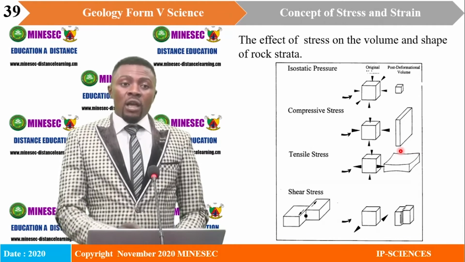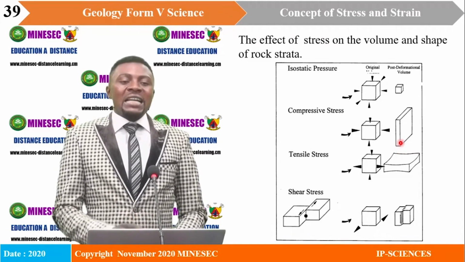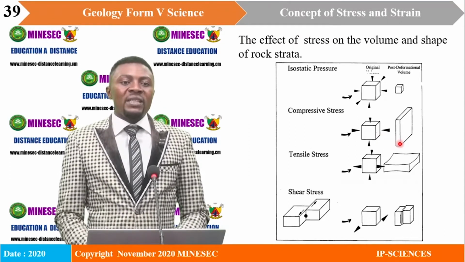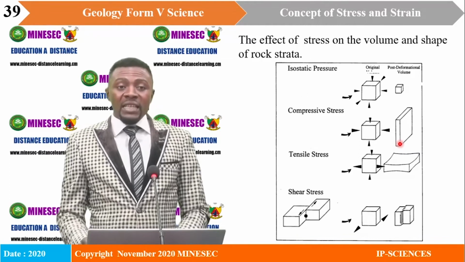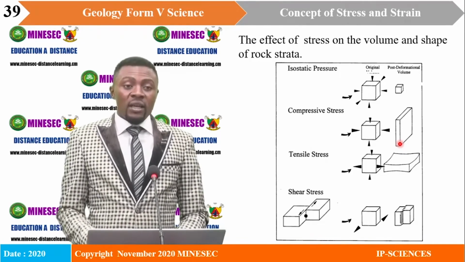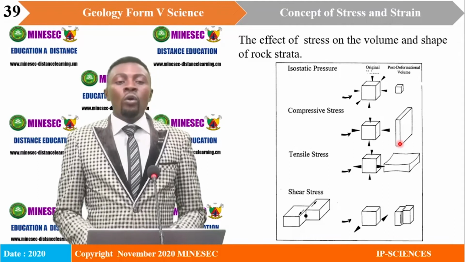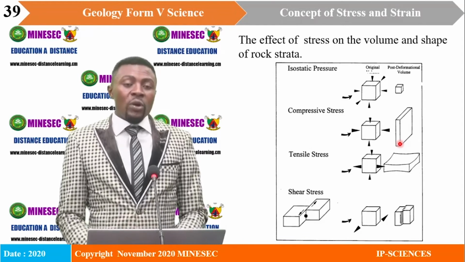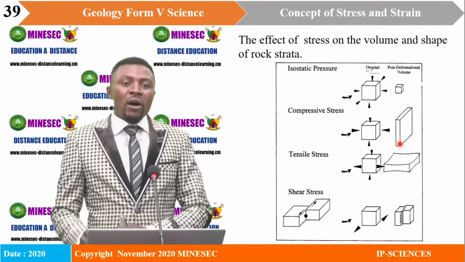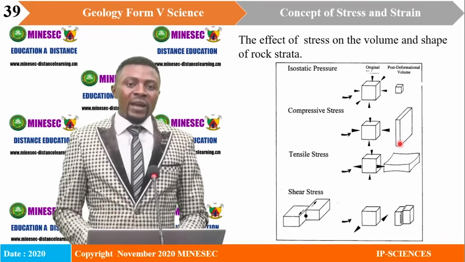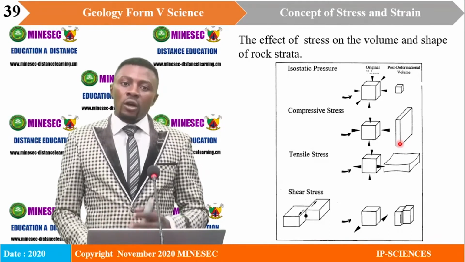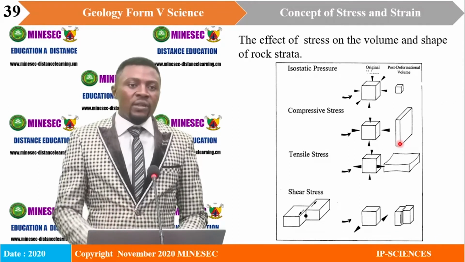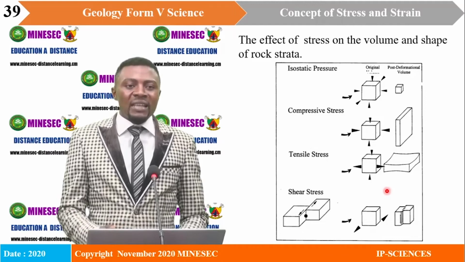And this is the outcome. You have a cube that attains the shape of what? A rectangle as a result of that compressive stress. So that is the effect of compressive stress. It causes that rock to change in shape. What type of shape? That is what we have on the board. For example, a cube now attains the shape of a rectangle. That is the effect of stress on the volume and shape of rocks that are subjected to what? Compressive stress. We move on to the next type.